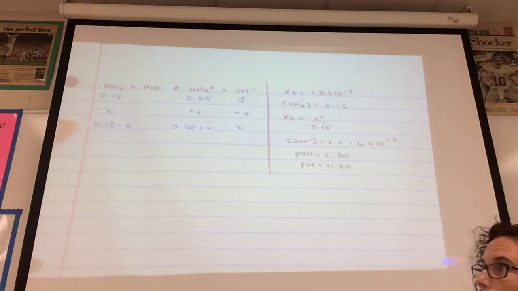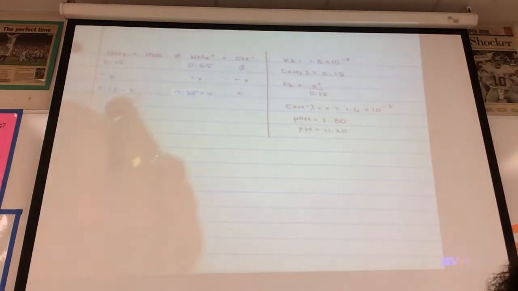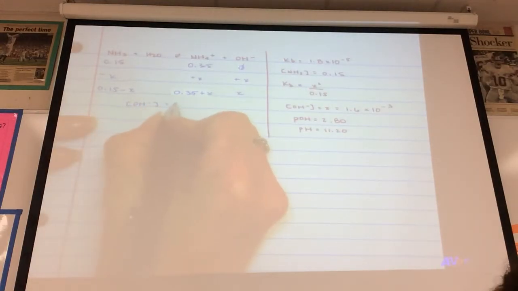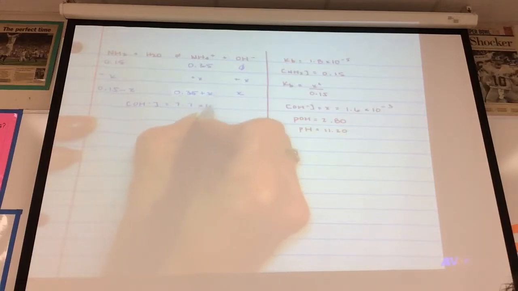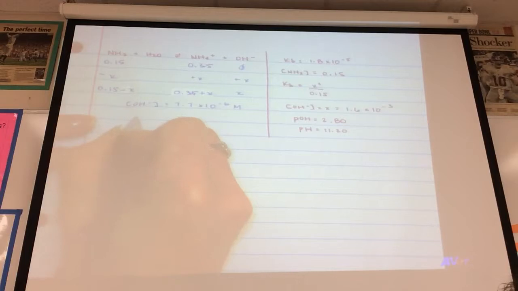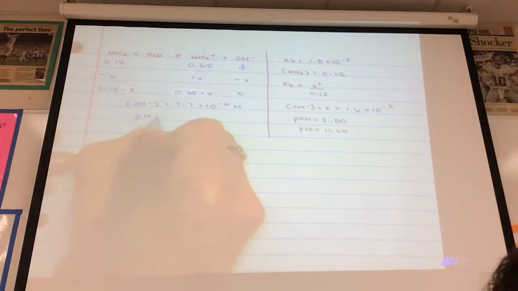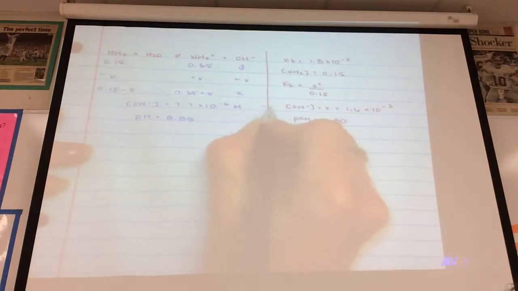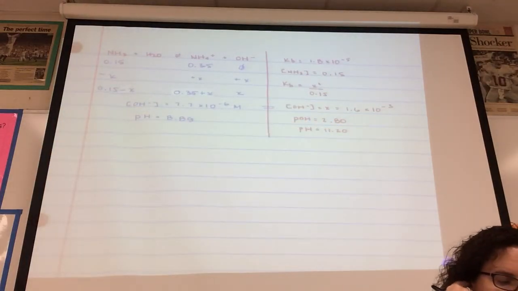Alright, so this is all in your notes. What I want to show you is when you do it this way, the hydroxide ion concentration is 7.7 times 10 to the negative 6 molar. And then the pH, doing it in 2 steps, this is in your notes, is 8.89. How do these concentrations compare?